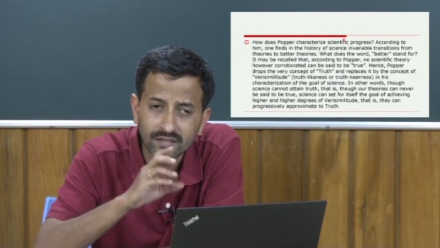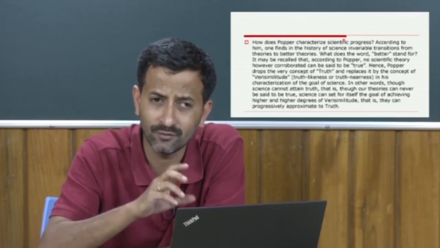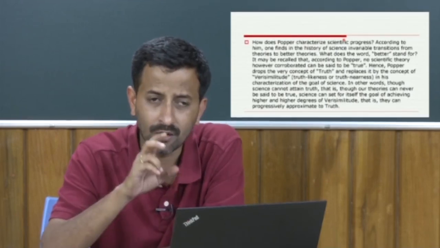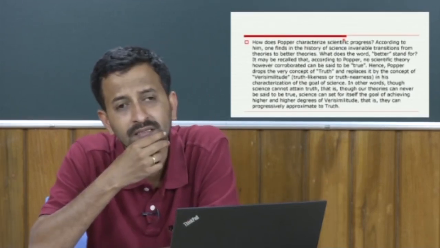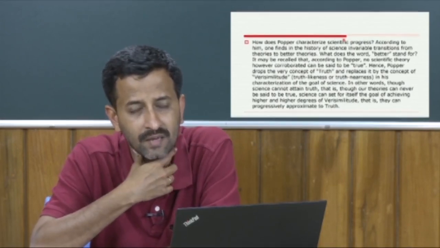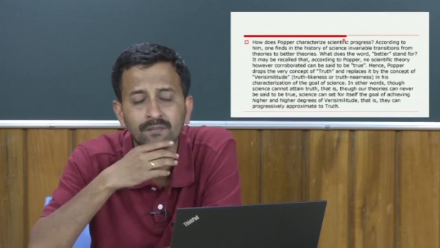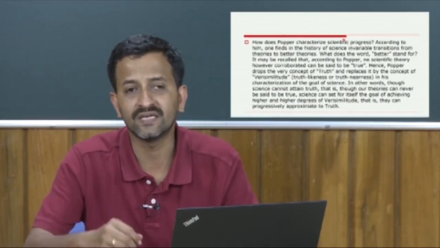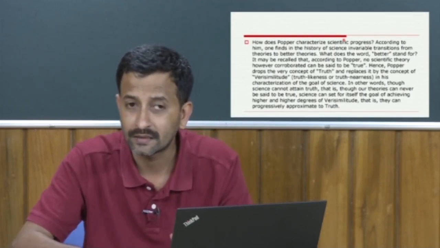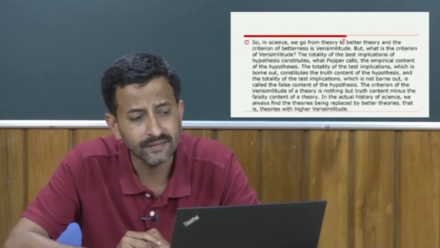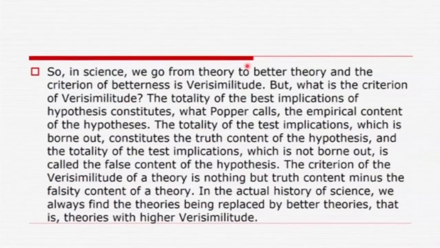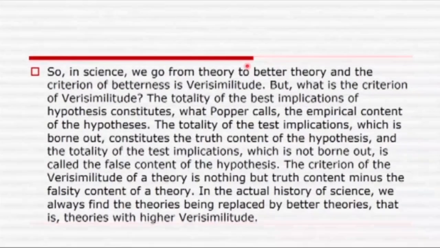But what I am trying to do is to do justice to what Popper was trying to say about concrete conclusion, proper truth, and the way he replaces it. He drops the very concept of truth and replaces it by the concept of verisimilitude, truth likeness or truth nearness, very close to the truth, but not truth in itself. So in science we go from theory to better theory, which is very close to the truth, verisimilitude. And the criterion of betterness is verisimilitude. What is better? Whichever is closer to the truth.